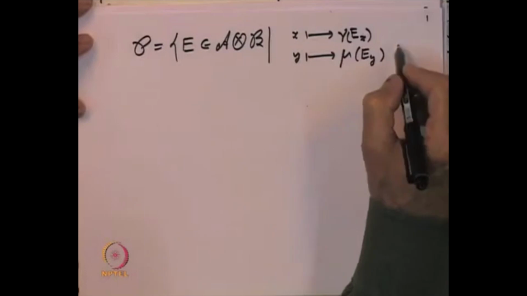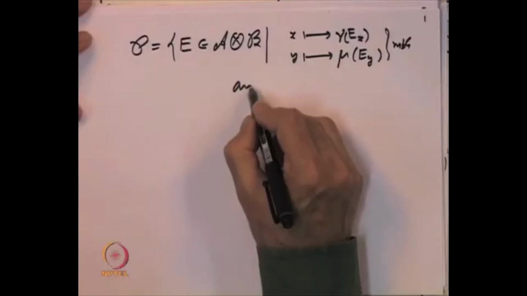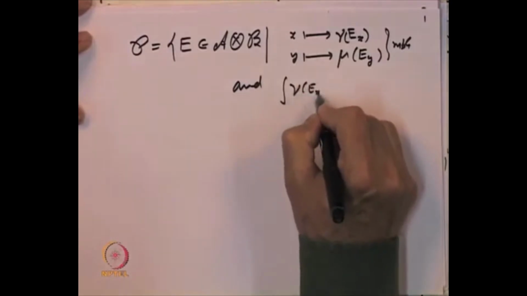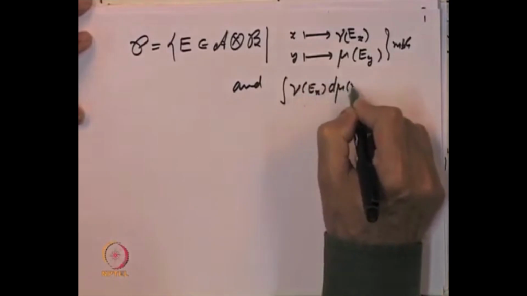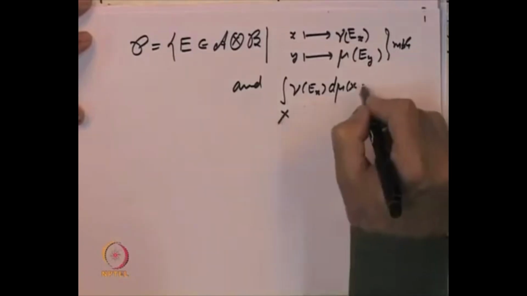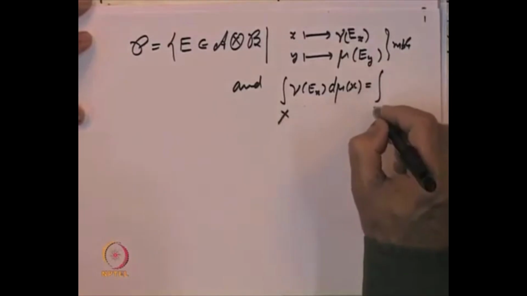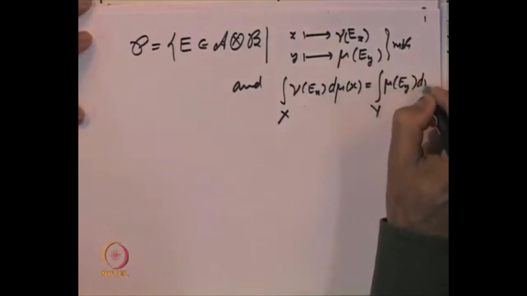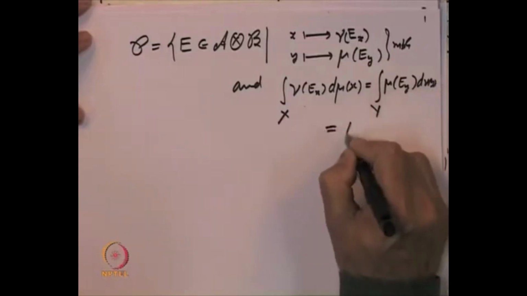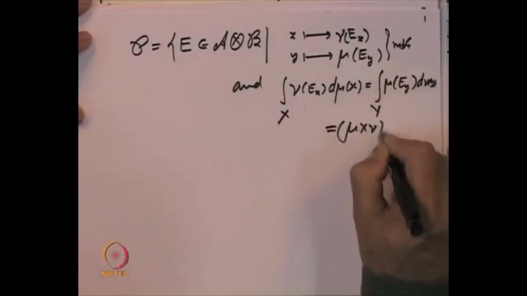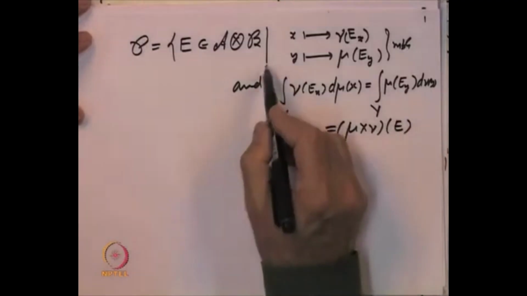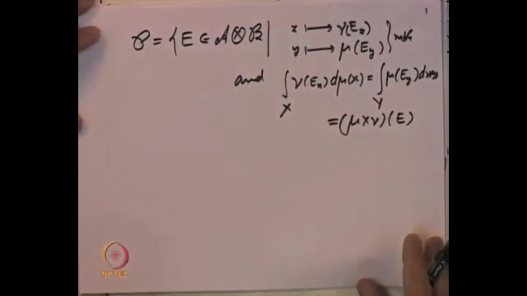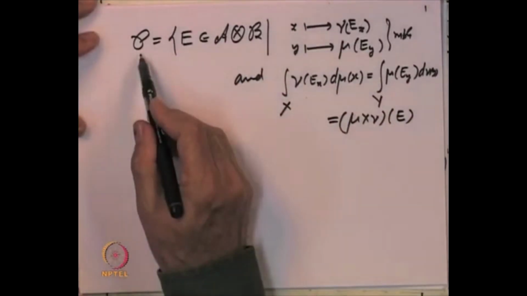So, both these functions are measurable, and the property is that if we integrate nu of E_x with respect to mu, so we are integrating over x, this is the same as the integral over y of the second function mu of E^y with respect to d nu, and both of them are equal to the product measure mu cross nu of E. So, this is the collection of all those sets E in the product sigma algebra for which this holds, and we want to show that P is a monotone class.